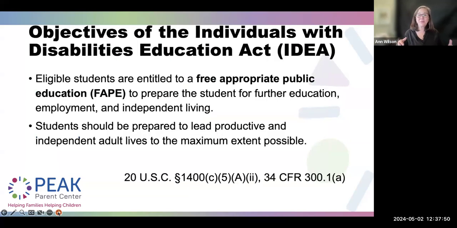As I mentioned, the bigger picture objective of the Individuals with Disabilities Education Act is that eligible students are entitled to a free, appropriate public education, FAPE, to prepare the student for further education, employment, and independent living. So that's what I had at the end of that. At the end of the IEP process, we want to be prepared for those things. And the students should be prepared to lead productive and independent adult lives to the maximum extent possible.